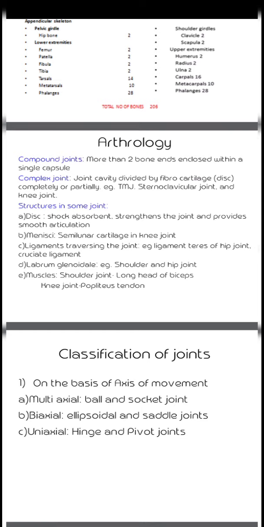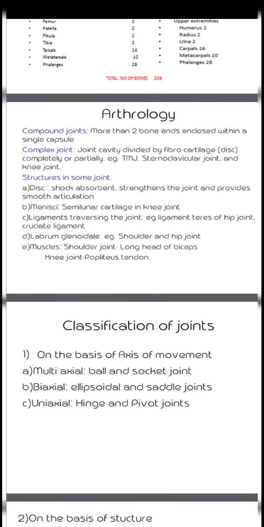chin. Mandible bone. Then there is the sternoclavicular joint. The clavicle or collarbone meets the sternum and forms a complex joint, and the knee joint. The knee joint is a very good example of complex joints. There are multiple tendons, multiple bones involved, and multiple processes present there. We'll study it in the regional anatomy section.